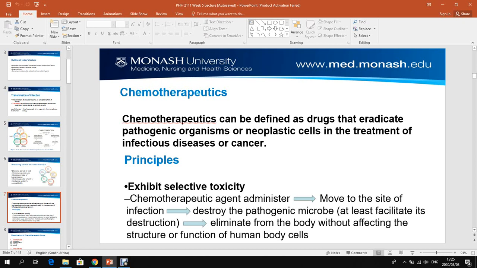Okay, now having said that, let's look at the definition of chemotherapeutics. What is the definition of chemotherapeutics? Basically, chemotherapeutics can be defined as drugs that eradicate pathogenic organisms or neoplastic cells in the treatment of infectious diseases or cancer. So these are basically drugs that kill microorganisms or can eliminate neoplastic cells. Neoplastic cells are cells which have gone haywire during cancer development. They lose control and they grow without control by the body. They are not regulated, and there are such drugs which actually can eliminate cancer cells.